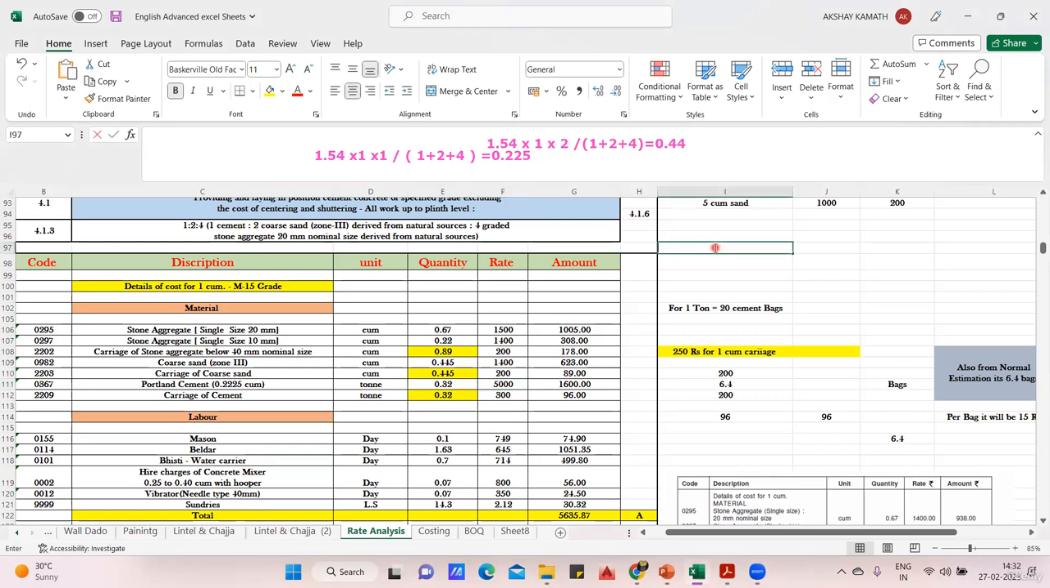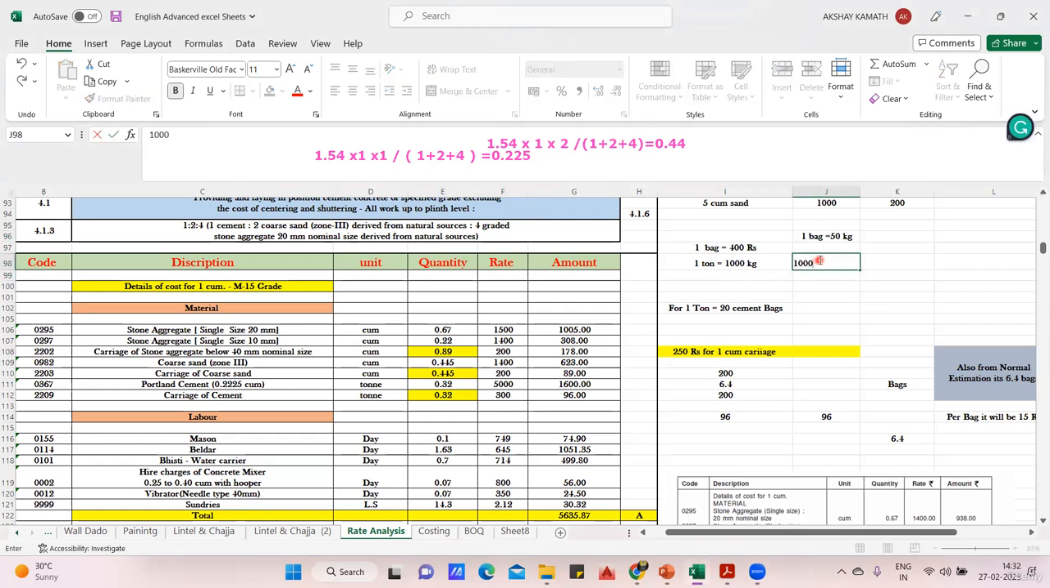For example, if one bag of cement will cost you, let us say, 400 rupees. Simple. So for 1 ton, 1 ton is equal to how much? 1000 kg. If 1 ton is equal to 1000 kg, how many bags will be there in 1 ton? One bag is equal to 50 kg weight, isn't it? So 1000 divided by 50, what will happen? I require 20 bags. So 20 bags will come in 1 ton of cement.